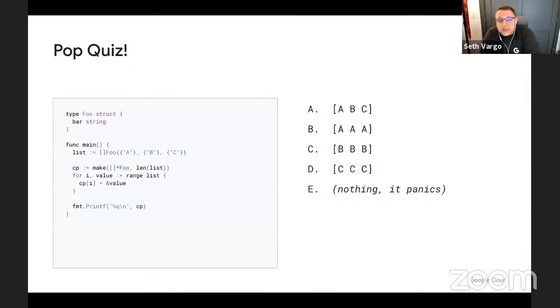Jumping back over, let's have another pop quiz, just in case you're a little bit tired. What does the following Go code print when it's done? I'll give you a few seconds, again, since there's a delay. Feel free to post your answer A, B, C, D, E in the chat, and I will let you know what the answer is.